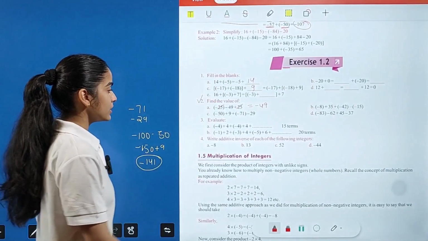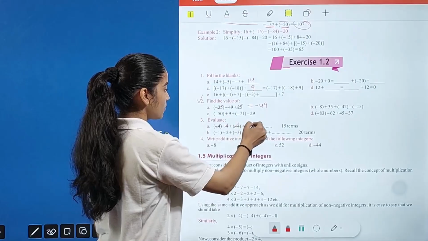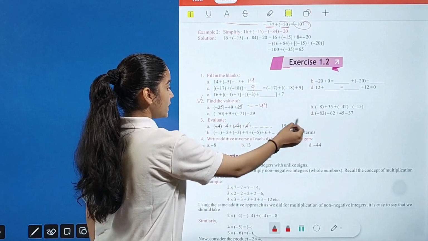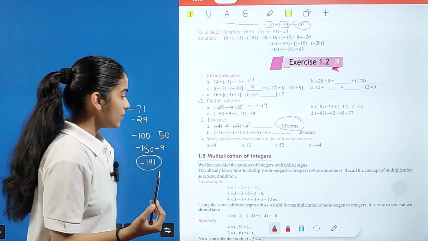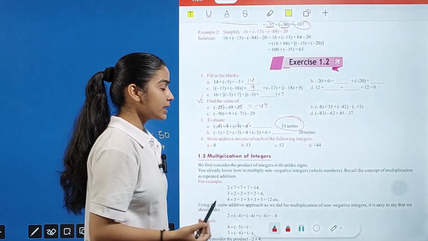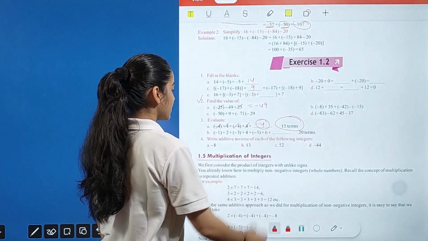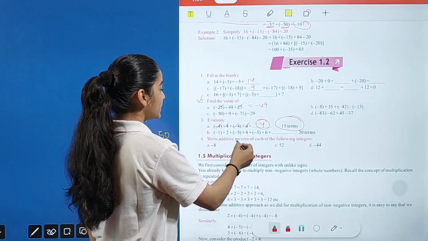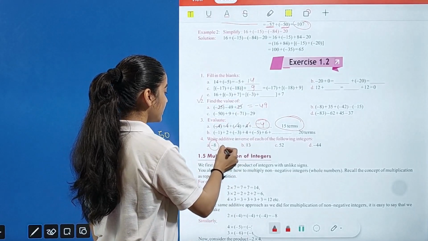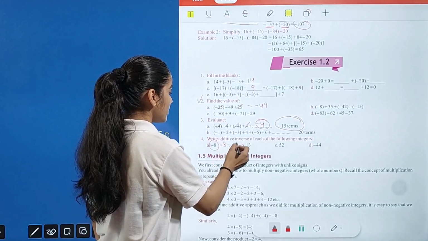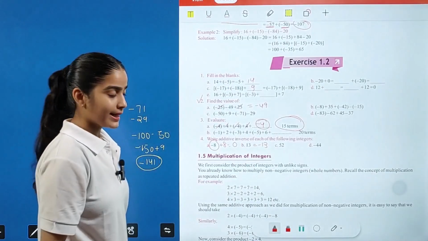Now question number 3, evaluate. So minus 4 plus 4 cancel out, minus 4 plus 4 cancel out. So 15 terms means you have to do this 15 times. So what do you get at the end? At the end, you will get minus 4 as your answer. Now write the additive inverse of each of the following integers. So the additive inverse of minus 8 is plus 8 and you will get 0. Minus 13. So you have to write in such a way.